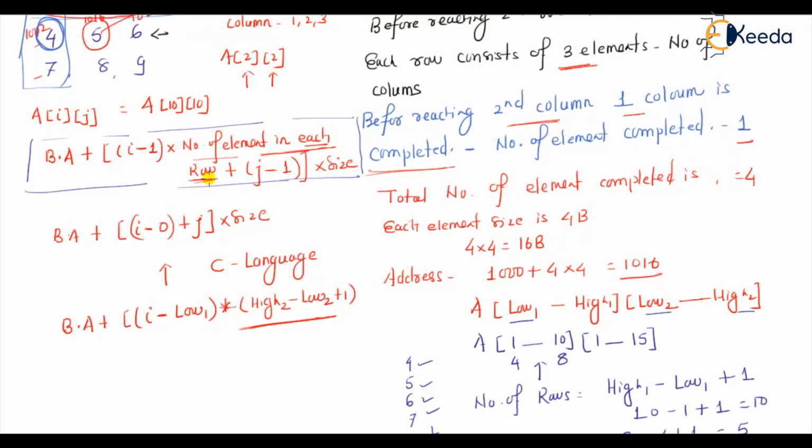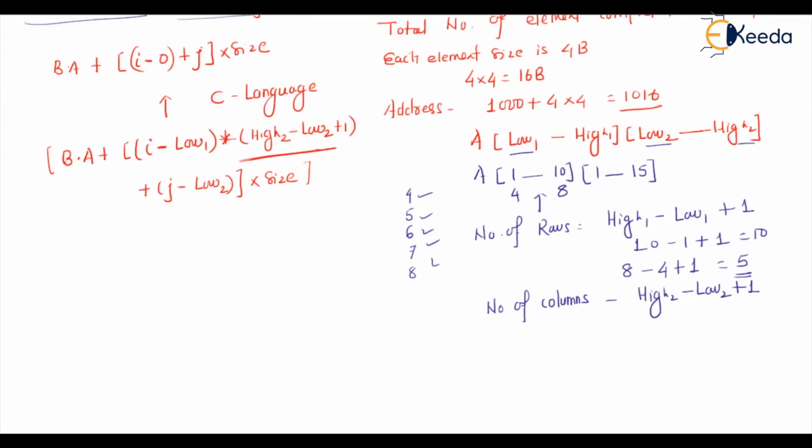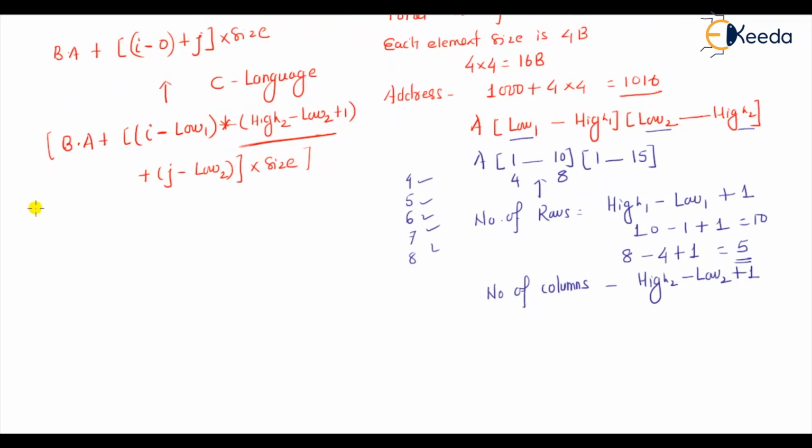Both are different quantities. So this plus j minus what? What should I write here? Low 2. And then finally I can multiply by size. Okay, so that is how a generalized formula for a 2-dimension array is represented. Flattening an array is a way to represent a 2-dimension or higher-dimension array as a single dimension.